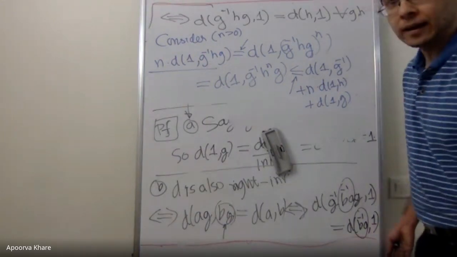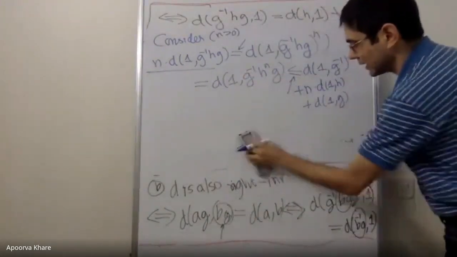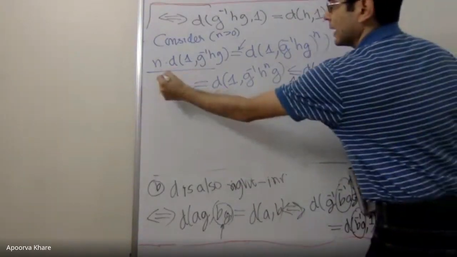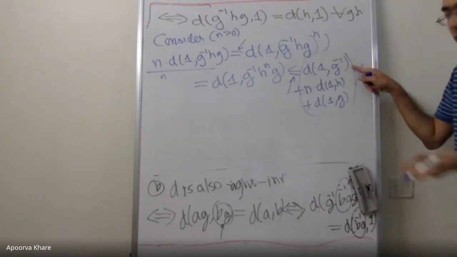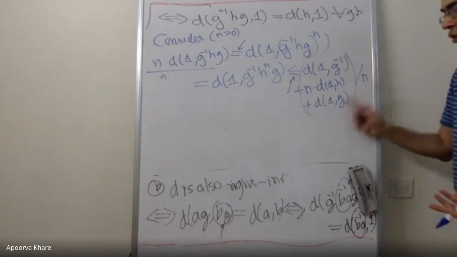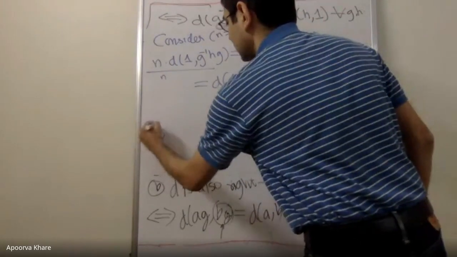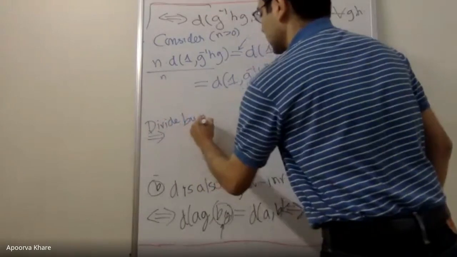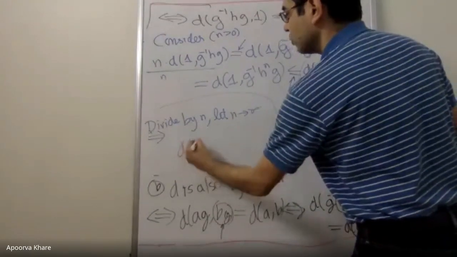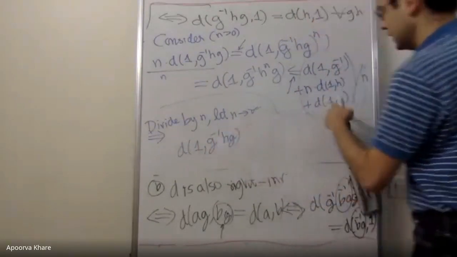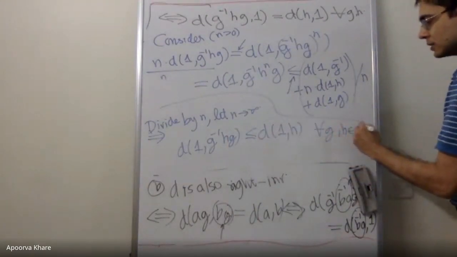Divide both sides by N and take N going to infinity. What do you get? The two terms where there is no N on the right hand side will just go to 0. If I divide the whole thing by N, you get 1 over N times something, and as N goes to infinity, that goes to 0. So all you get is that this middle term is all that matters. So divide by N, let N go to infinity. What you get is that the distance from 1 to G inverse HG is less than or equal to the distance from 1 to H. And you know this is true for all G and H in the loop.